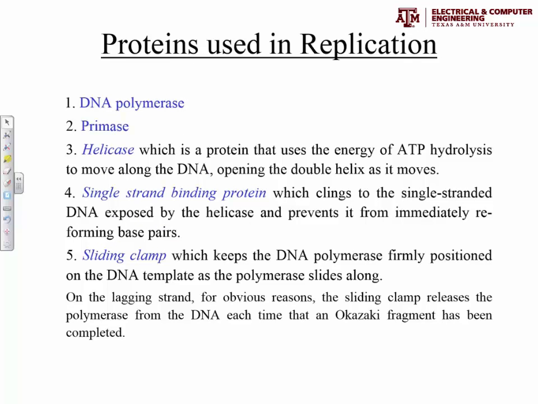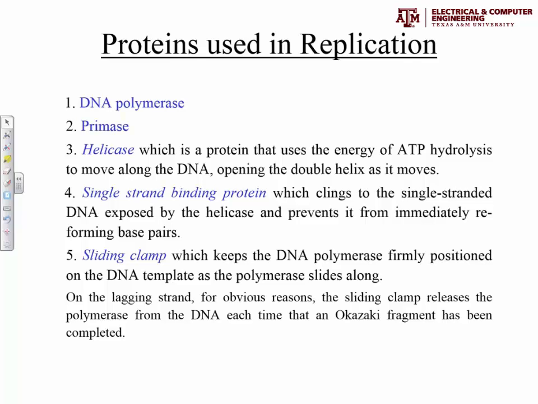Now, what are the proteins that are used in replication? There are several proteins that are needed, and these proteins will be present in each and every cell that divides, because that will have to replicate its DNA. So the first protein is the one that we already discussed, that is DNA polymerase. Then there is another protein that is called primase. That's the one that basically produces that RNA primer. We have discussed that too.